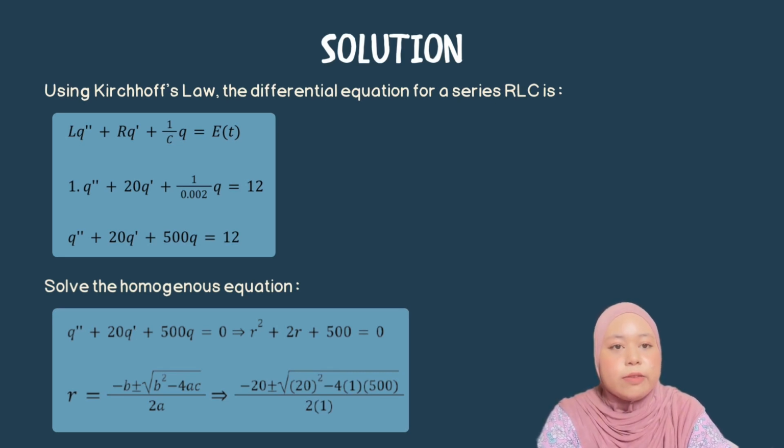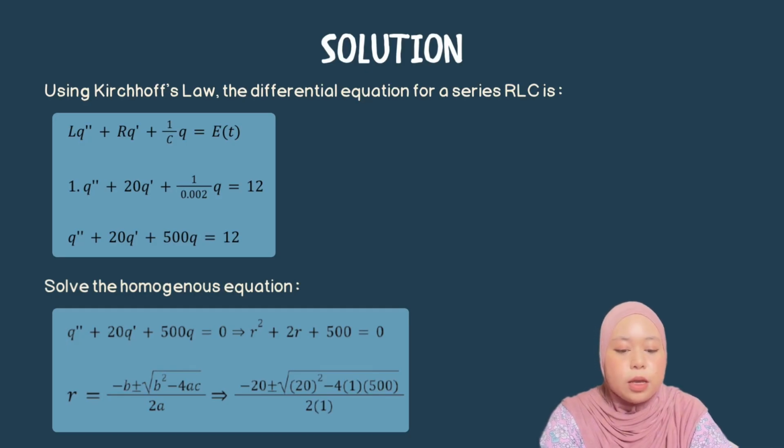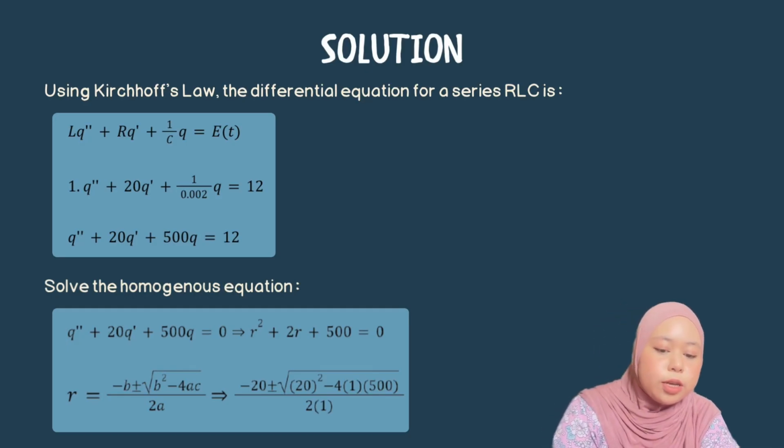So now let's solve the homogeneous equation first. We rewrite it using the characteristic equation so we can apply it into a quadratic formula. So we change the original equation to r^2 + 20r + 500 = 0. Now we apply the equation to a quadratic formula.